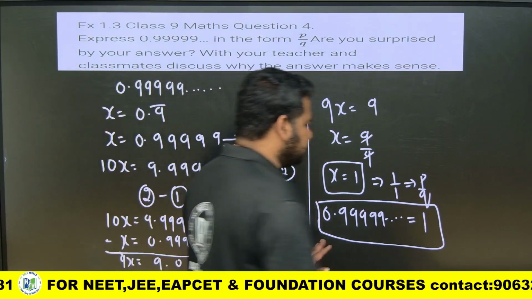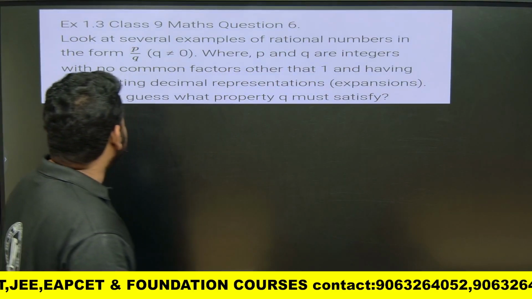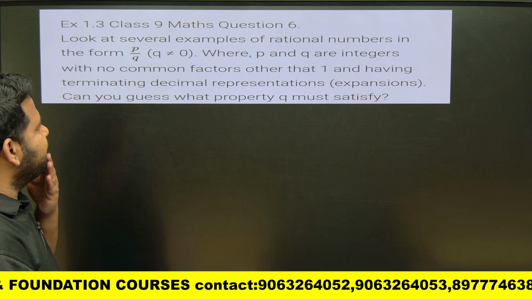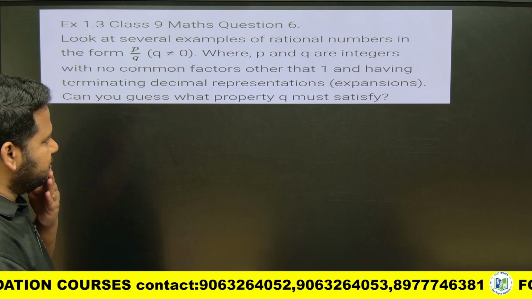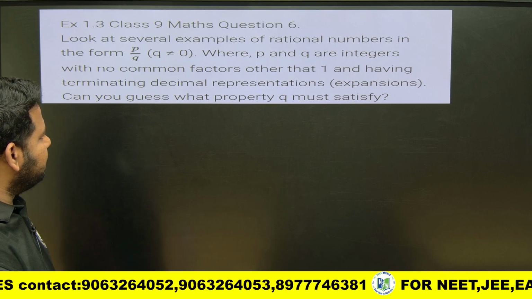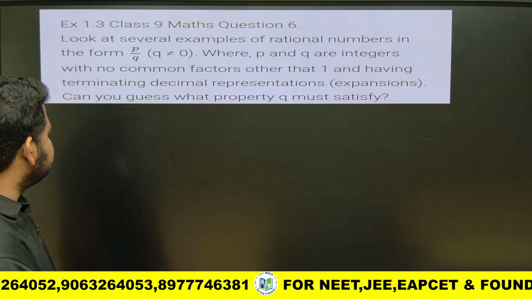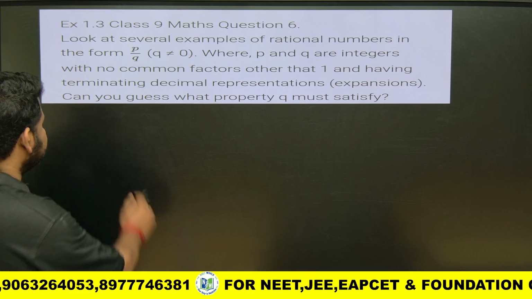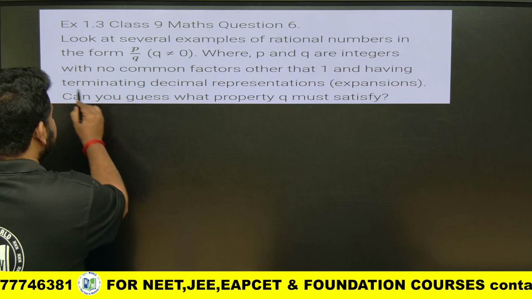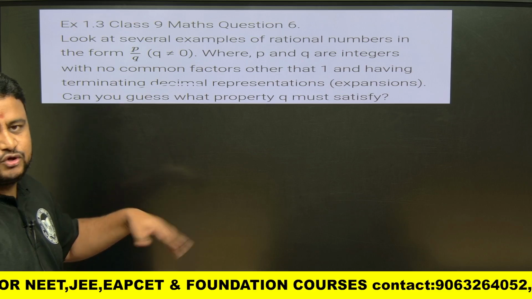Alright, let us move to the next question, friends. Here in this question: look at several examples of rational numbers in the form P by Q, where Q is not equal to 0, where P and Q are integers with no common factors other than 1, having terminating decimal expansions. Can you suggest what property Q must satisfy? So they are asking us to take examples of P by Q form that are terminating decimals, and what property Q must satisfy.